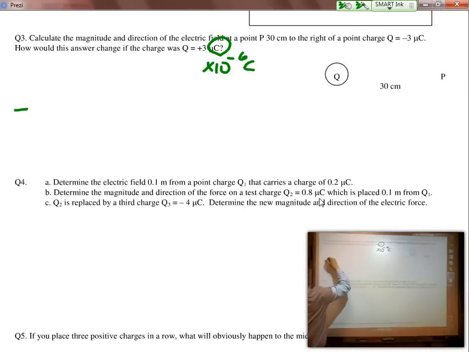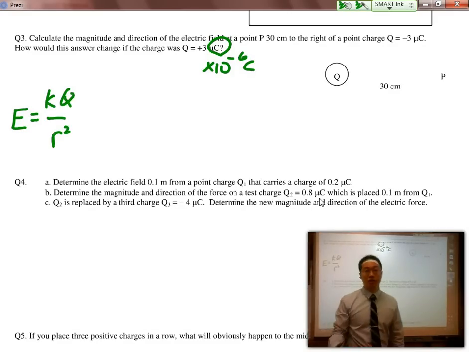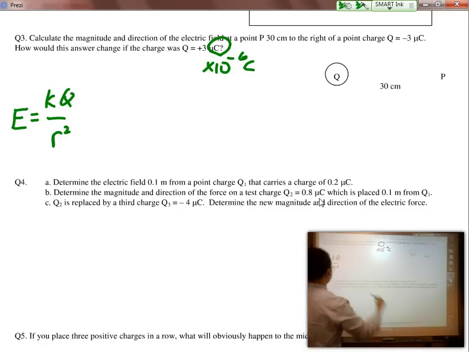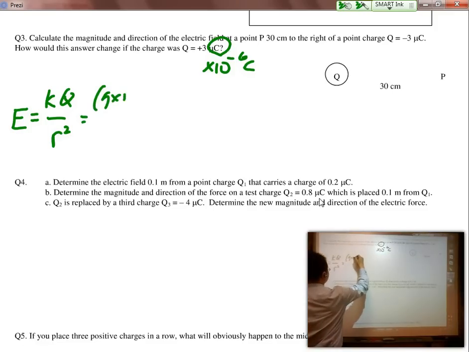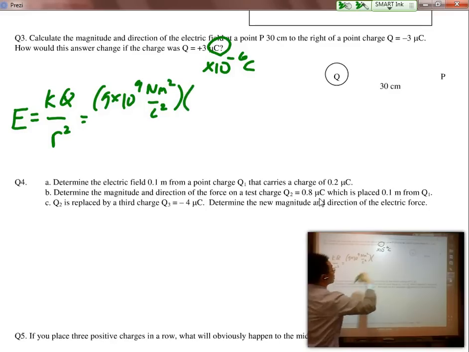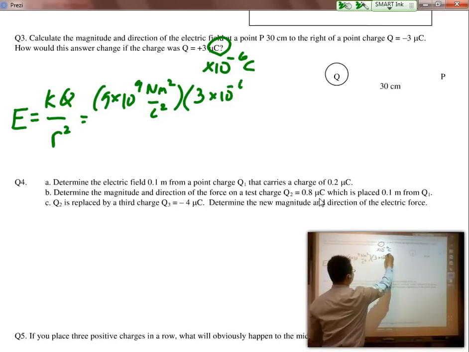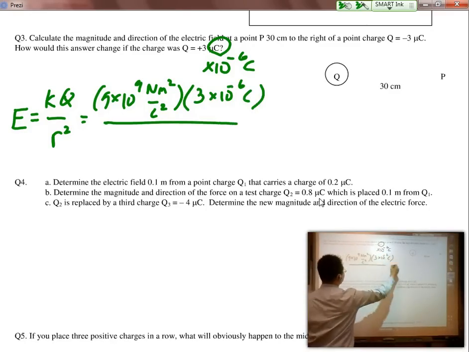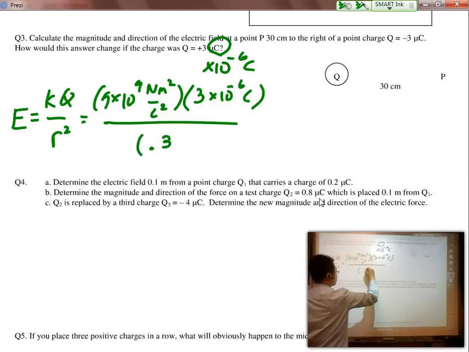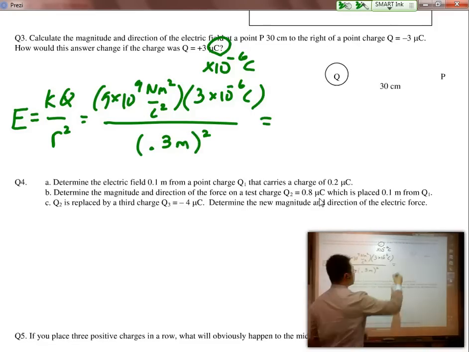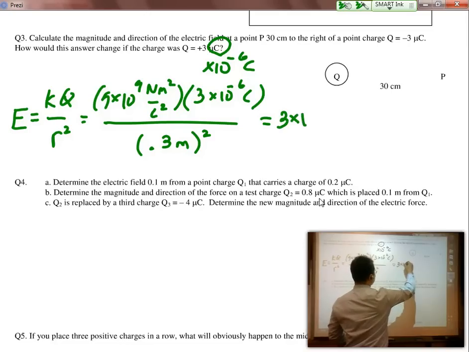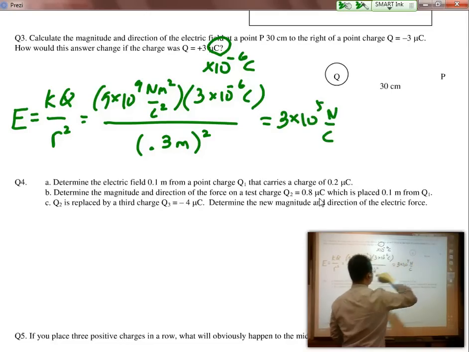So if I want to solve for the electric field, E is equal to K Q over R squared. Again, note I do not include charge sign into my equation. So this would equal 9 times 10 to the 9th newton meter squared per coulomb squared times 3 times 10 to the -6 coulombs divided by 0.3 meters squared, which equals 3 times 10 to the 5th newtons per coulomb.